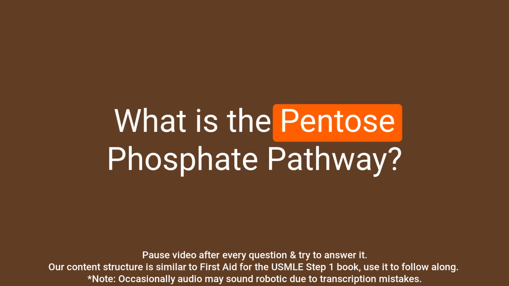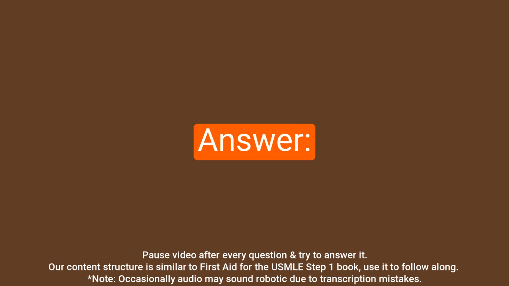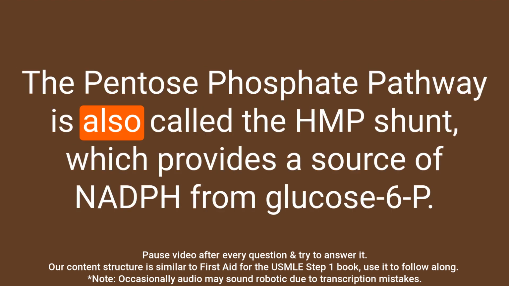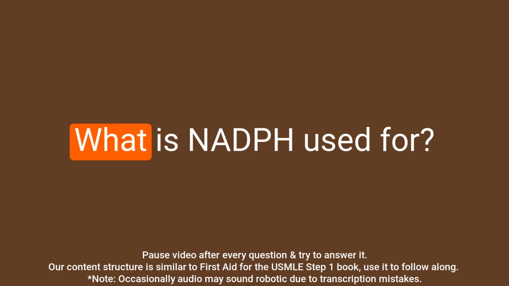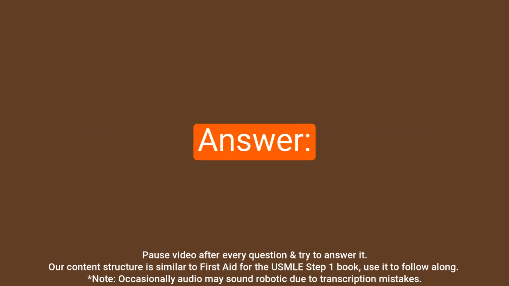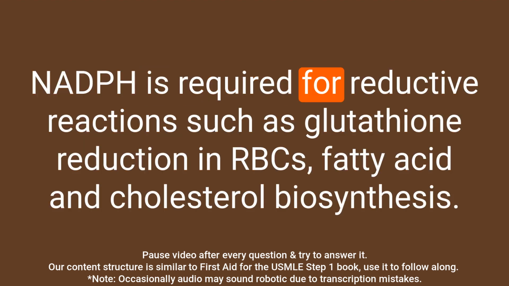Question: what is the pentose phosphate pathway? Answer: the pentose phosphate pathway is also called the HMP shunt, which provides a source of NADPH from glucose 6P. Question: what is NADPH used for? Answer: NADPH is required for reductive reactions such as glutathione reduction in RBCs, fatty acid and cholesterol biosynthesis.